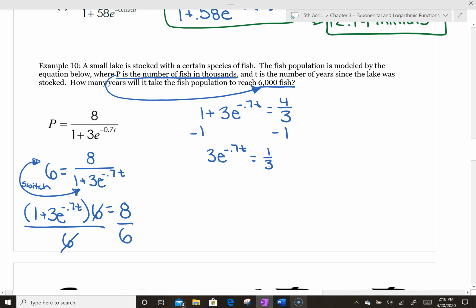Divide by that 3 or multiply by the reciprocal, whichever way you want to look at it. I'm going to do it as 1/3 so I don't have to pick up a calculator and try to figure anything out.